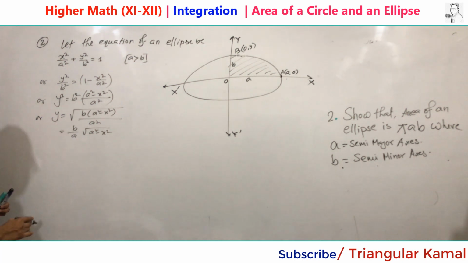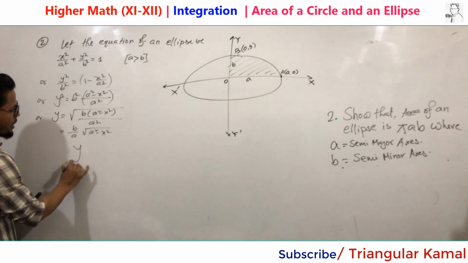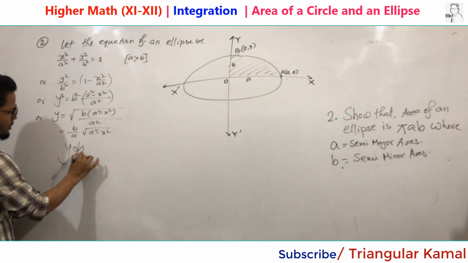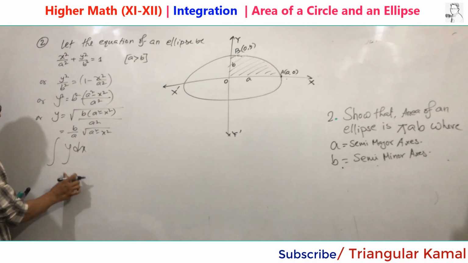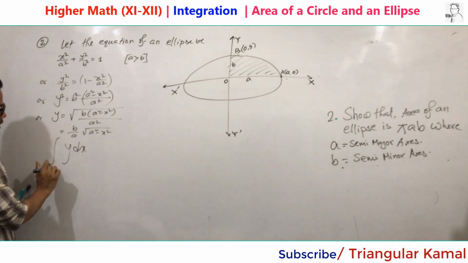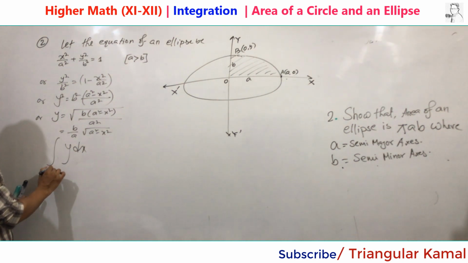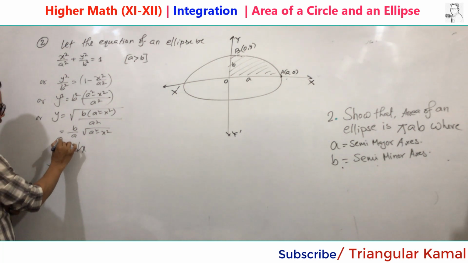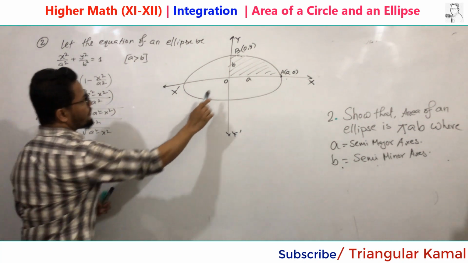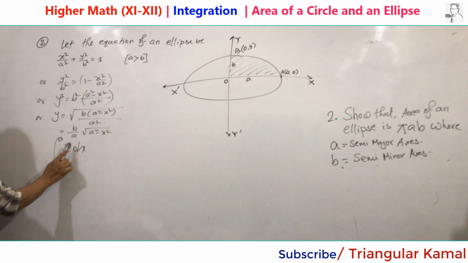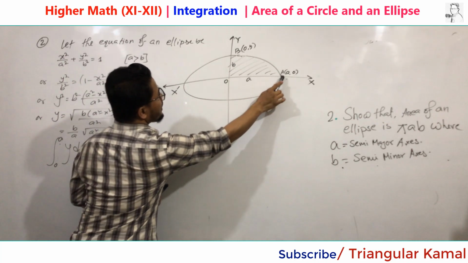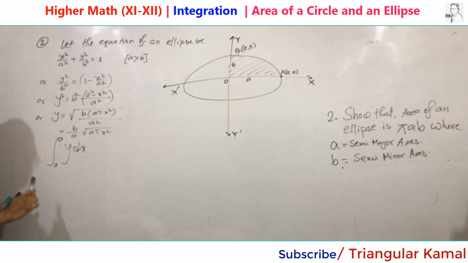So now first we consider y, as in the previous one, y dx, the integration. Considering dx, x is a variable, so we can write here 0 to a, and if we multiply with 4, this is the area of the first quadrant, the area of the first quadrant.